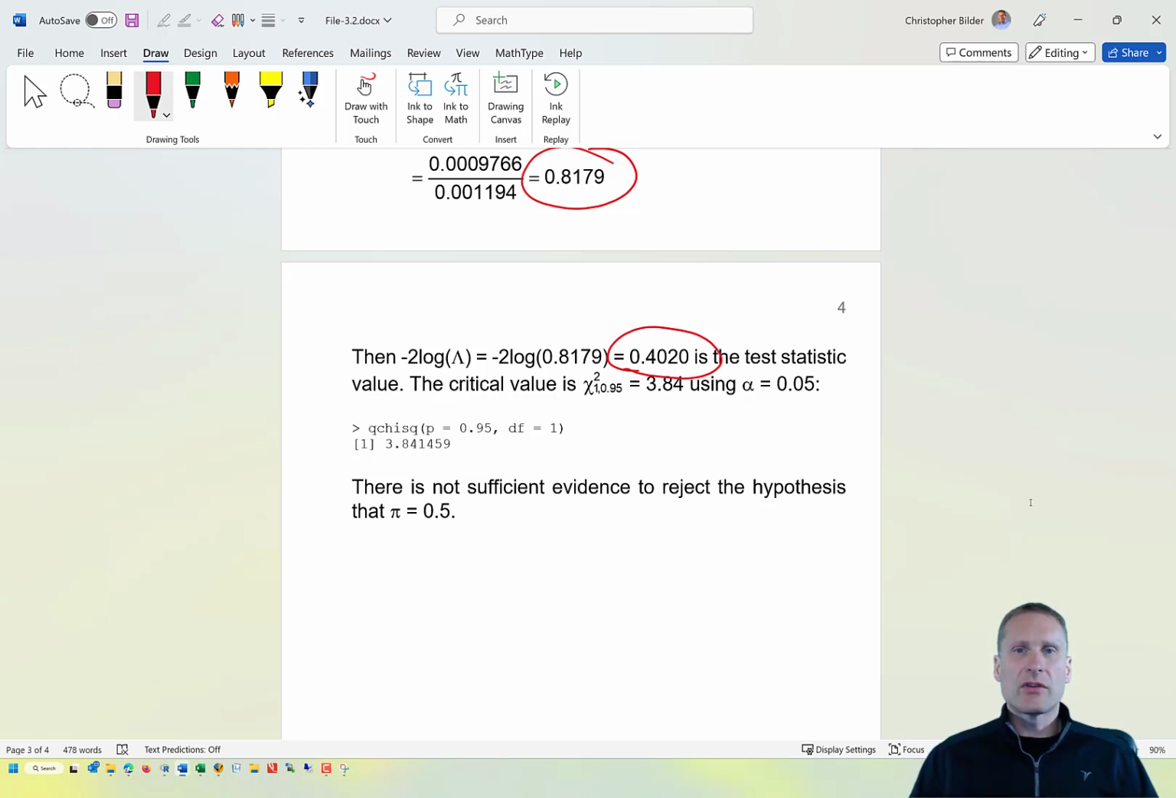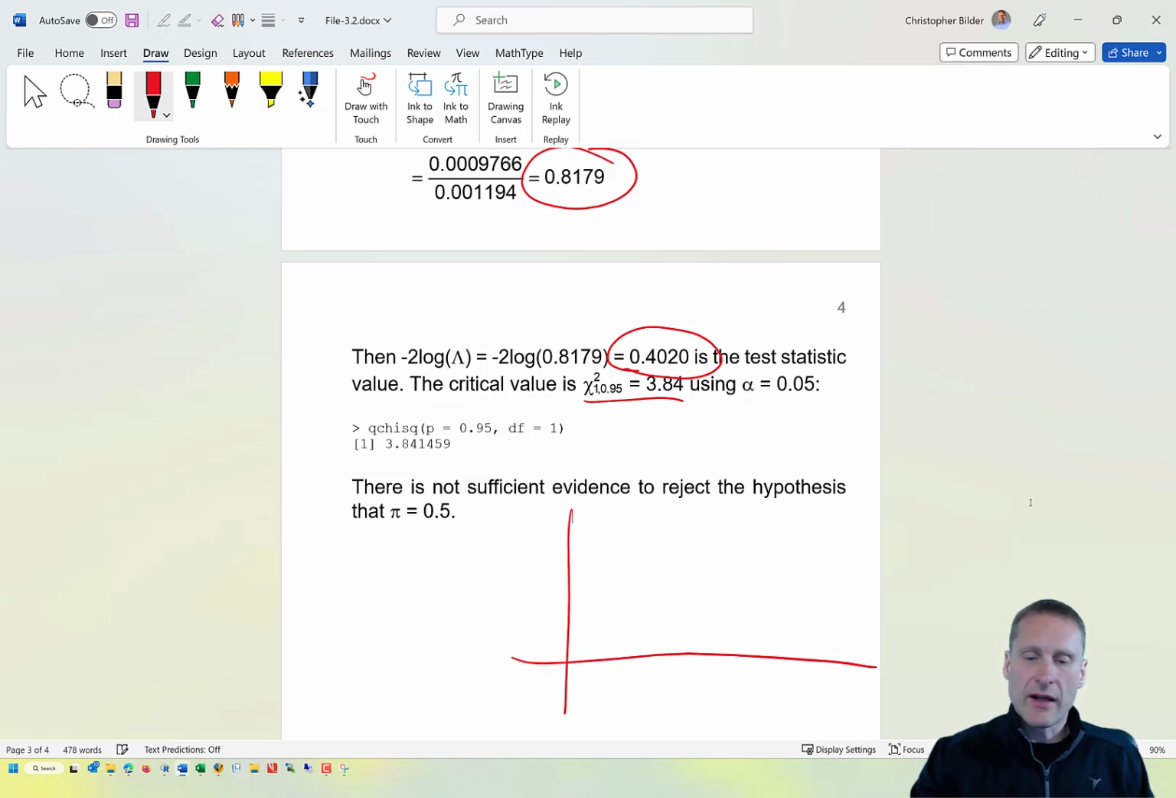Relative to a chi-square distribution with 1 degree of freedom, is that unusual to have a value of 0.4020? Well, the answer is no. Look at what my critical value would be, let's say the 0.95 quantile from a chi-square distribution. If I were to draw it out, I would have roughly something that looks like this. Here's 3.84. Here's my test statistic value. And we can see it's in a likely area for an observed value for a chi-squared random variable. So therefore, I would not reject H0.